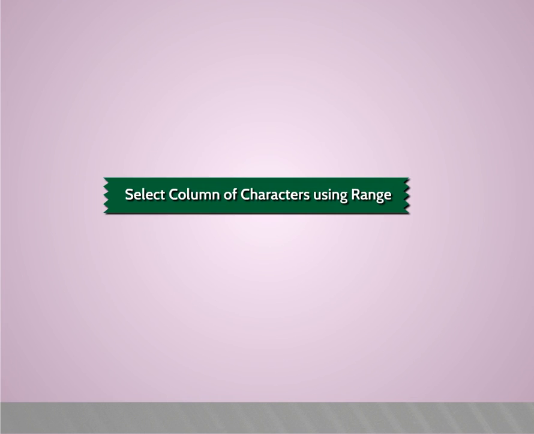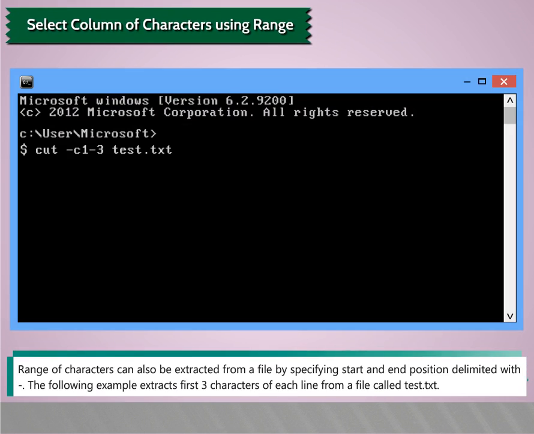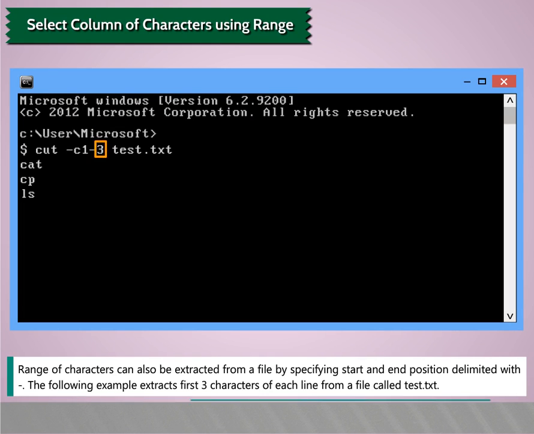Select column of characters using range. A range of characters can also be extracted from a file by specifying the start and end position delimited with a hyphen. The following example extracts the first three characters of each line from a file called test.txt.